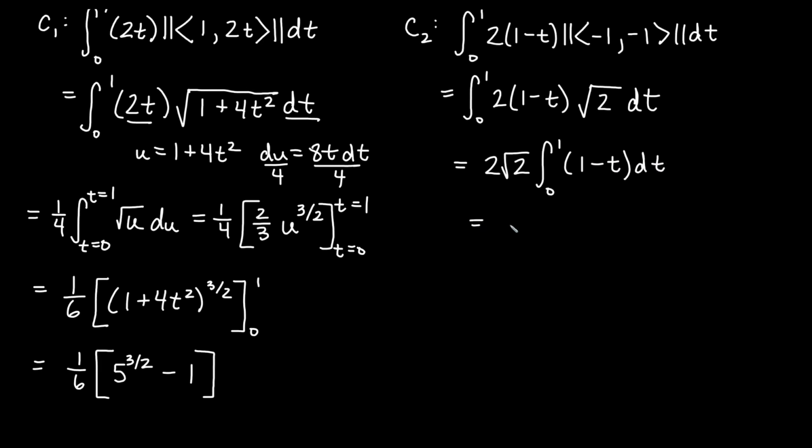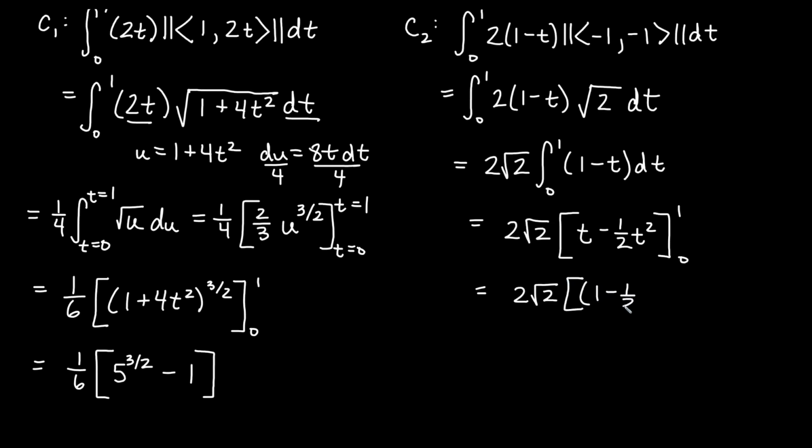And then if we integrate, that's easy. We get 2 root 2 integral of 1 is t, and integral of t is 1/2 t squared. And now evaluating from 0 to 1, we'll plug in. So if I plug in 1, let's see, I get 1 minus 1/2. And if I plug in 0, I get 0 minus 0. And this is a half here, so I think the half will reduce with the 2 there, and we'll just get square root 2, right?